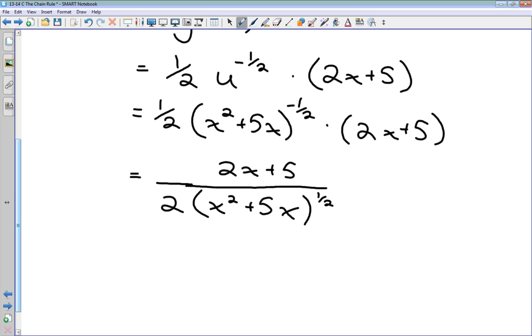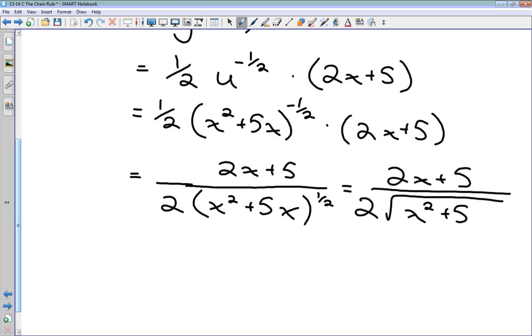2x plus 5 over 2 times x squared plus 5x all to the 1/2. And of course we could, if we really wanted to, change that exponent 1/2 into a square root. 2x plus 5 over 2 times the square root of x squared plus 5x. Okay.